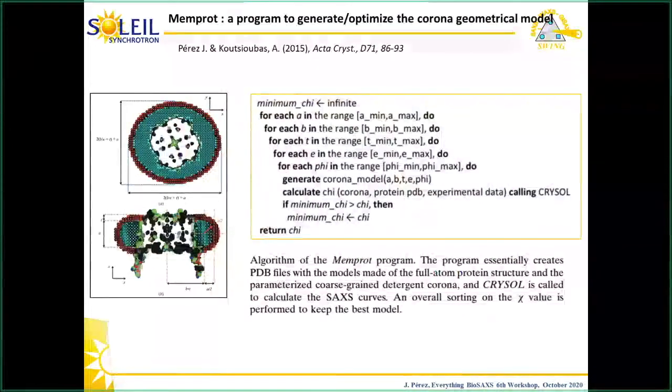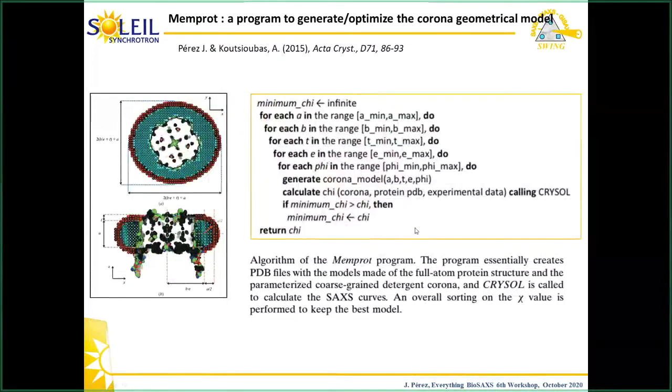Since then we made a program that helps users who would be interested in using the same approach. The program Memprot is simply a program that will scan step by step all the parameters, so it's relatively long and very simple in its algorithm. It will scan all the parameters of the model, A, B, T, and E, and now we have even implemented another parameter, which is phi, the orientation of the ellipse with regard to the projection of the protein.